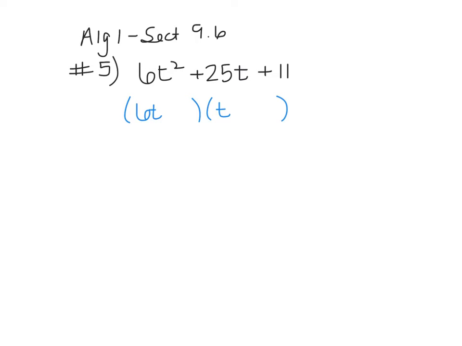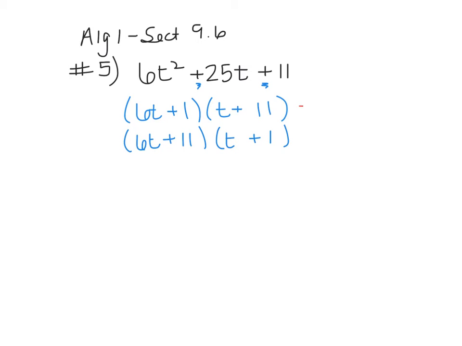Because I have a positive here and a positive here, I know that both of these are going to be positive. So if I just do 1 and 11, now I'm going to set up another factor and just double check to see. So I could do 6t plus 11 and t plus 1 as well.